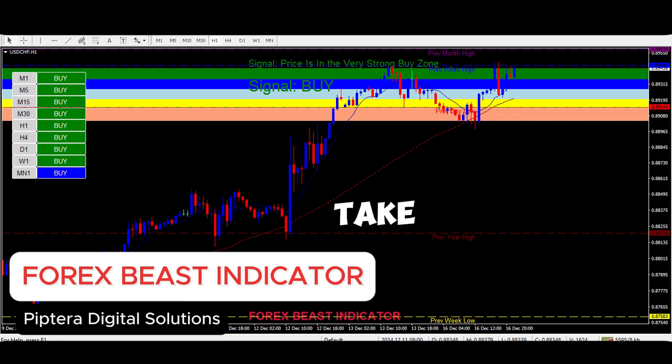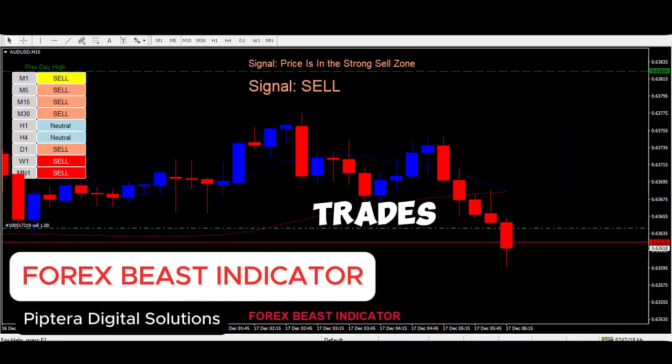I mean, you should take buy trades when the current candle is bullish and above the blue moving average in a bullish trend. You should take sell trades when the current candle is bearish and the candle is trading below the blue moving average in a bearish trend.